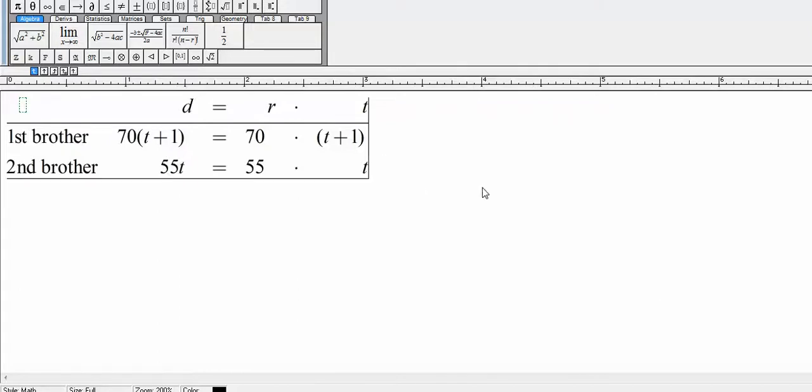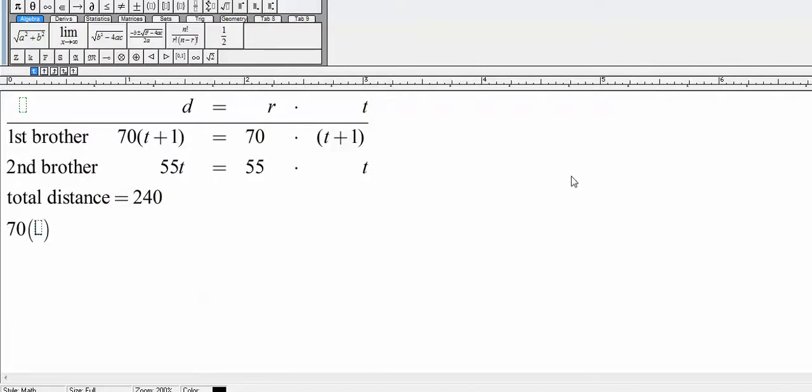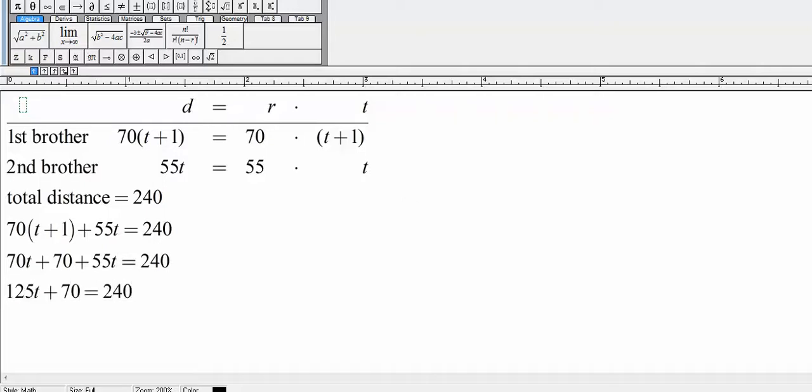Now we know that the total distance is 240 miles, because that's the range of their cell phones. So we add the two distances together. So we'll have 70 times t plus 1 plus 55t has to equal 240. So we distribute, get 70t plus 70 plus 55t equals 240. Combine like terms, 125t plus 70 equals 240.